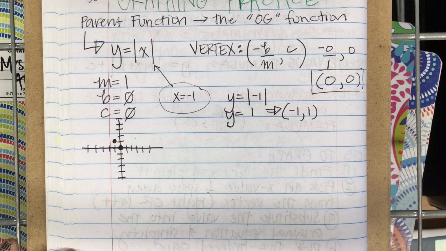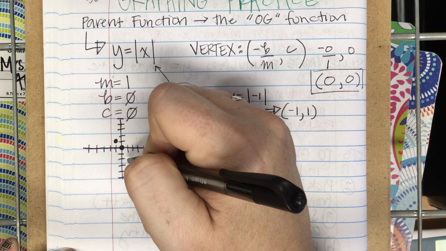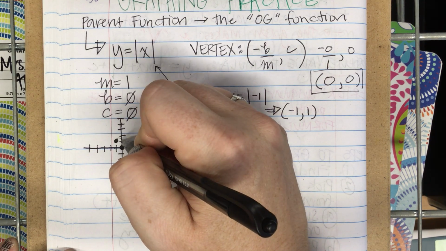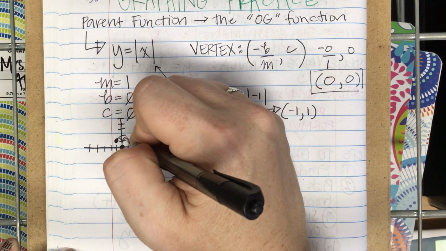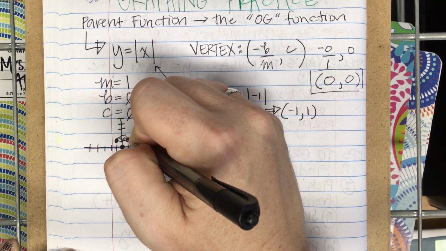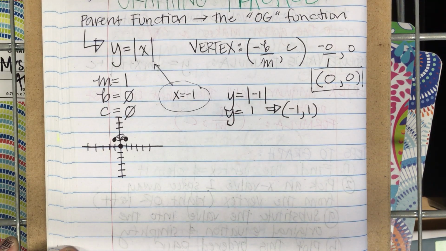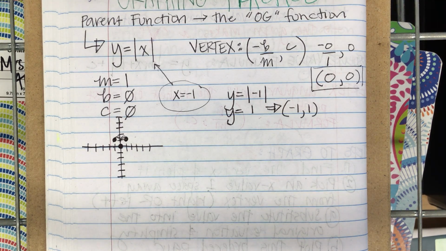And what am I going to do now? I'm going to plot the reflection of it, right? The opposite. Look, this is one space away from my vertex. I'm going to flip it over and make it one space away on the other side. Am I making a V shape? Okay, let's do it again. Step number 1, plot the vertex. Check. Step number 2, pick a number one space away. Substitute, get an ordered pair, plot it, reflect it.